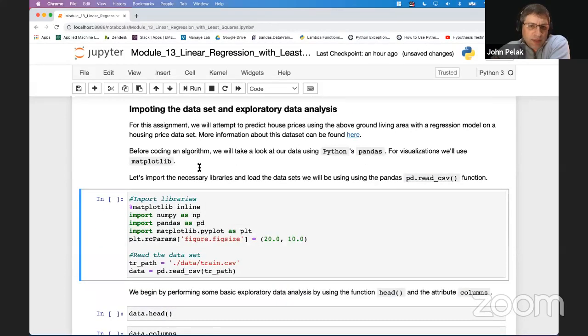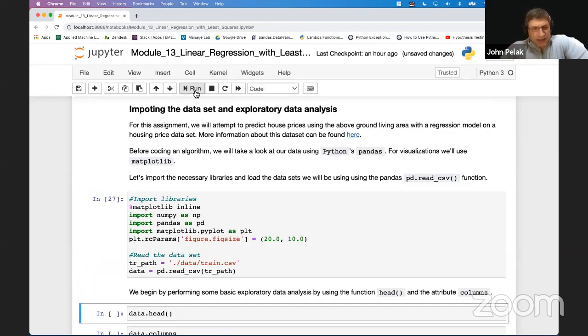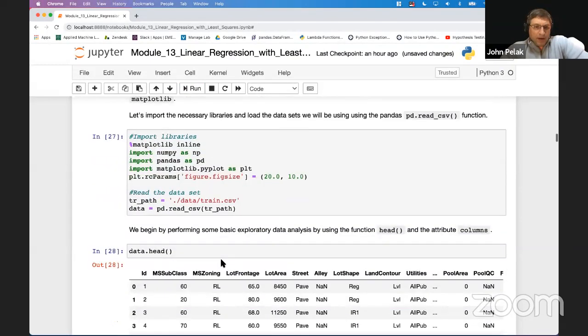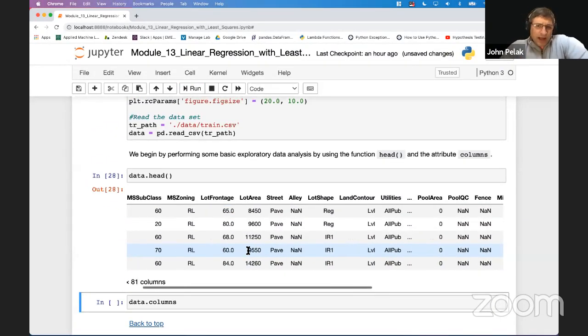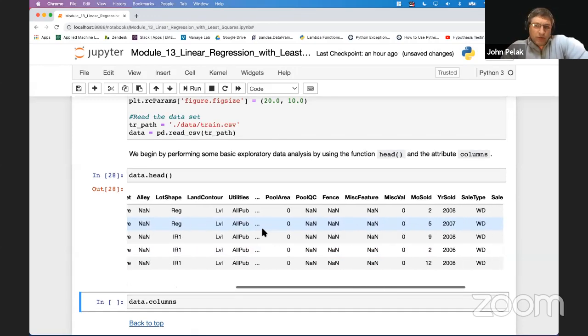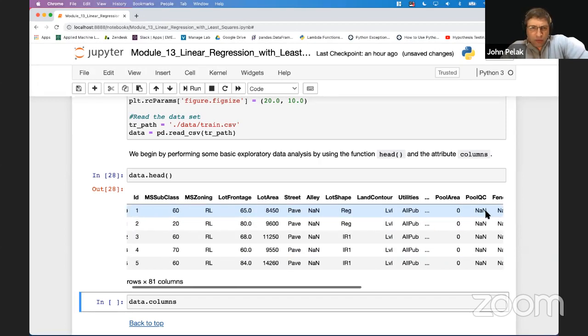The data set is available for download right from the Emeritus website. It needs to appear in a subdirectory called data. So look for a file called train.csv, and we'll pull that in and take a peek at it. You can make a pandas data frame of it. You can see there's all kinds of possibilities for columns that lead to that sale price.